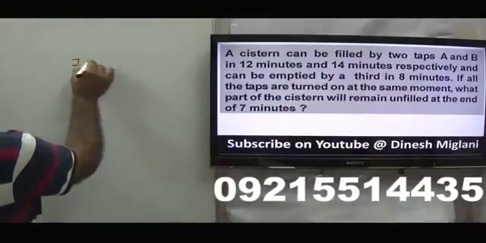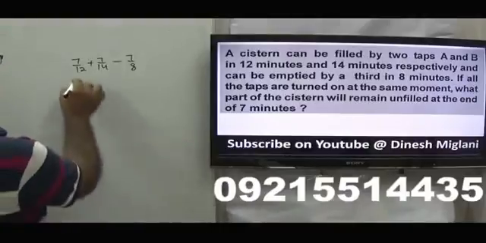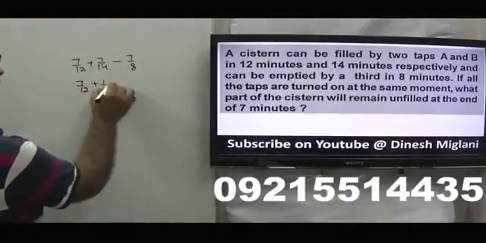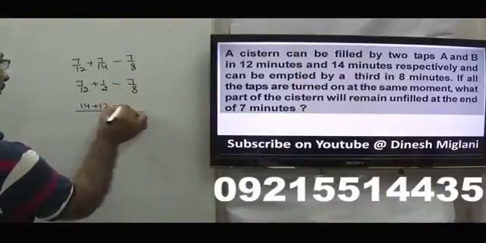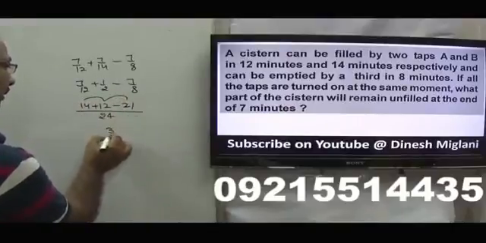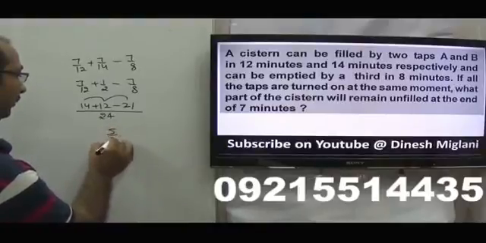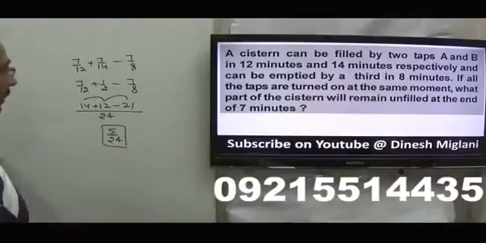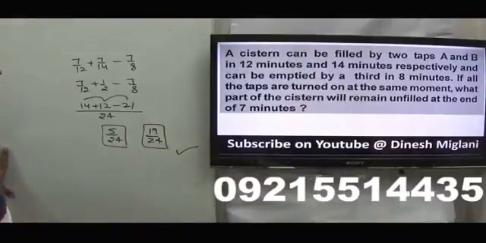7 minutes: 7 by 12 plus 7 by 14 minus 7 by 8. That we can say. Let us say 7 by 12 plus 1 by 2 minus 7 by 8. LCM is 24: 14 plus 12 minus 21, 26 minus 21, that is 5 by 24. Means after 7 minutes the tank filled was 5 by 24. Right. Now how much was left? If I have to find the left value, the left value would be 19 by 24. That was left.